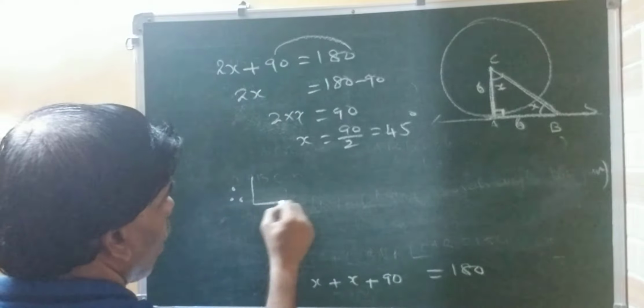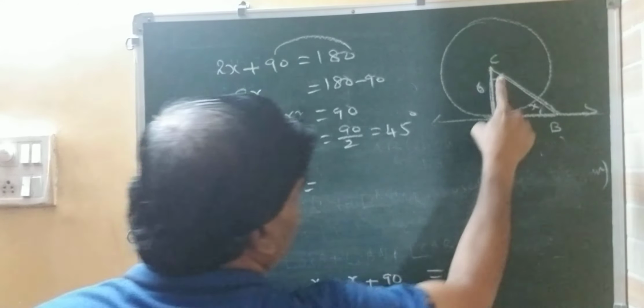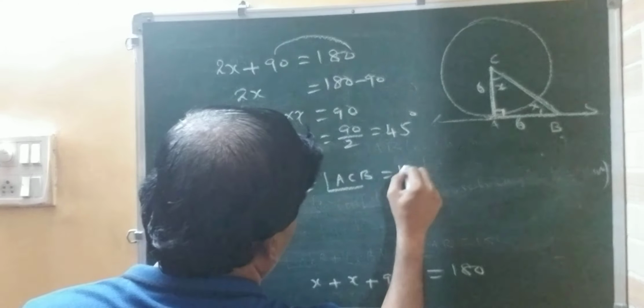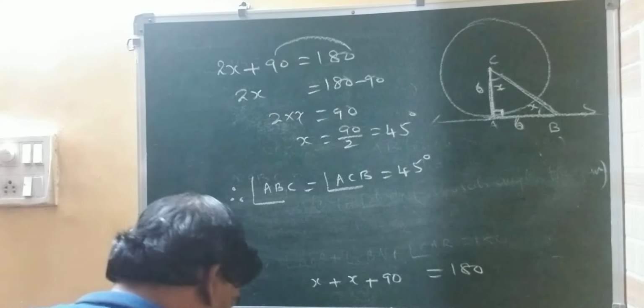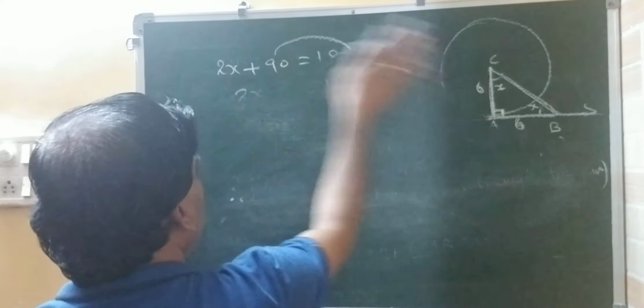Therefore, what about this angle, angle ABC? And what about this angle, ACB? Both are 45 degree. This is a very, very interesting sum. Now, we will do the next sum. Second sum we will do.